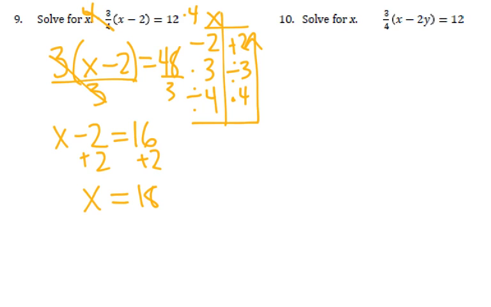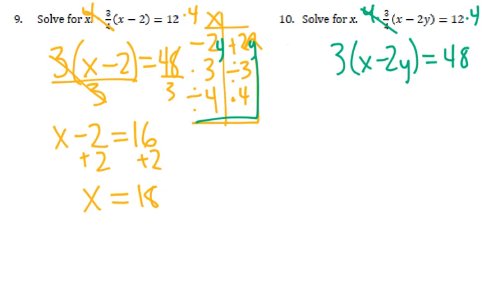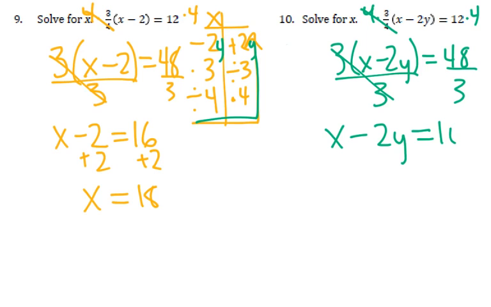Okay? So if we're doing the same on 10, okay, same process, except this time, instead of 2, that becomes 2y. So we add 2y. But we really treat the rest of it the same way, don't we? So we could times by 4. Timesing and dividing by 4 undoes it. Dividing by 3 undoes those ones. So we get x minus 2y equals 16.